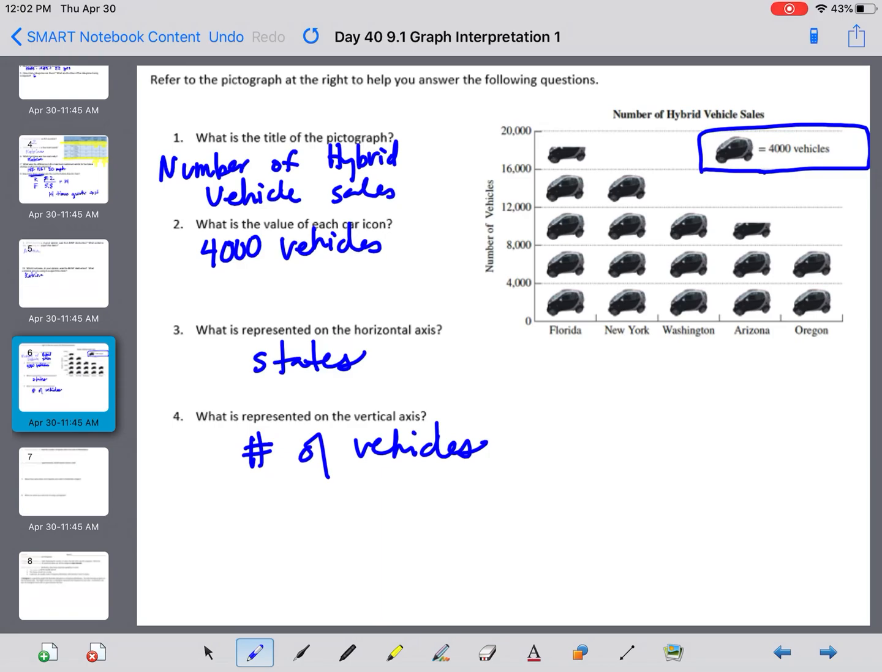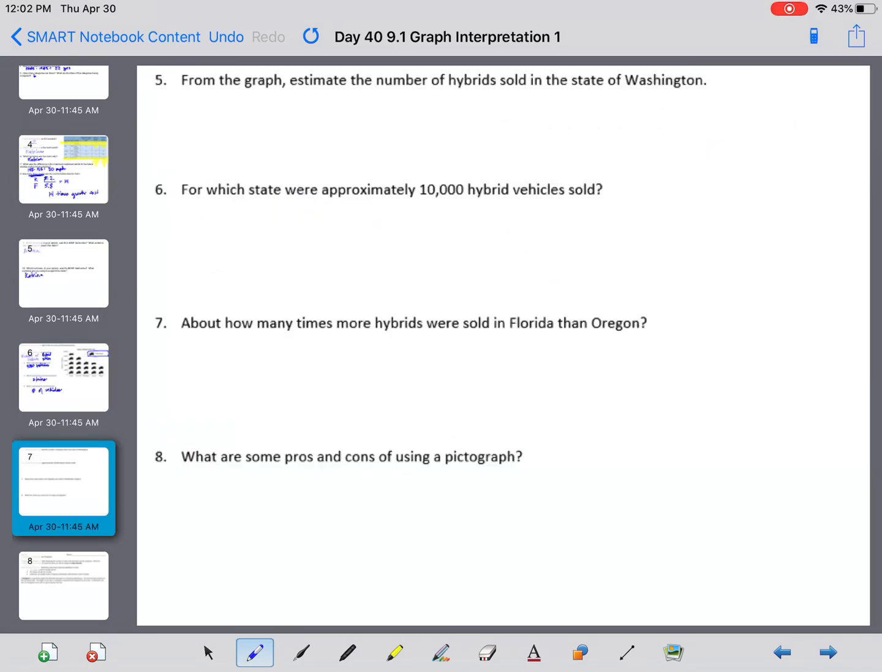So these are things that I'm always looking at in the beginning just to get myself acquainted with the graph, so that I have a context of what I'm working with.